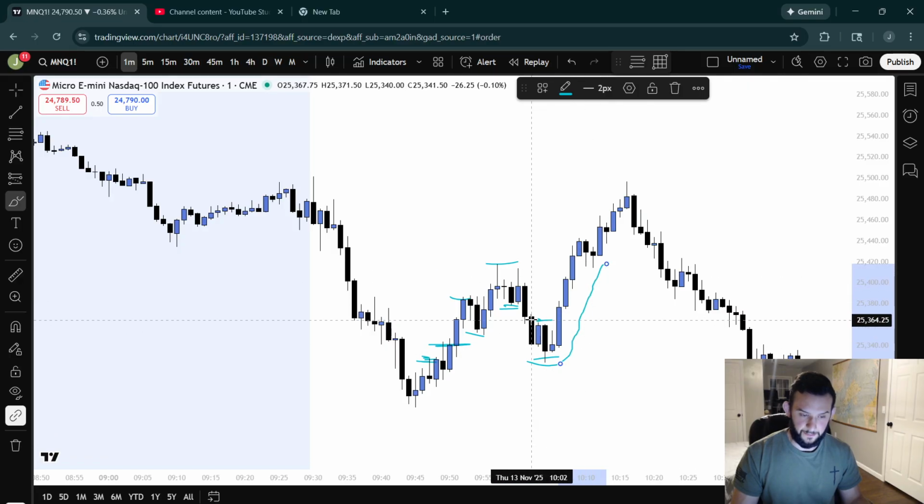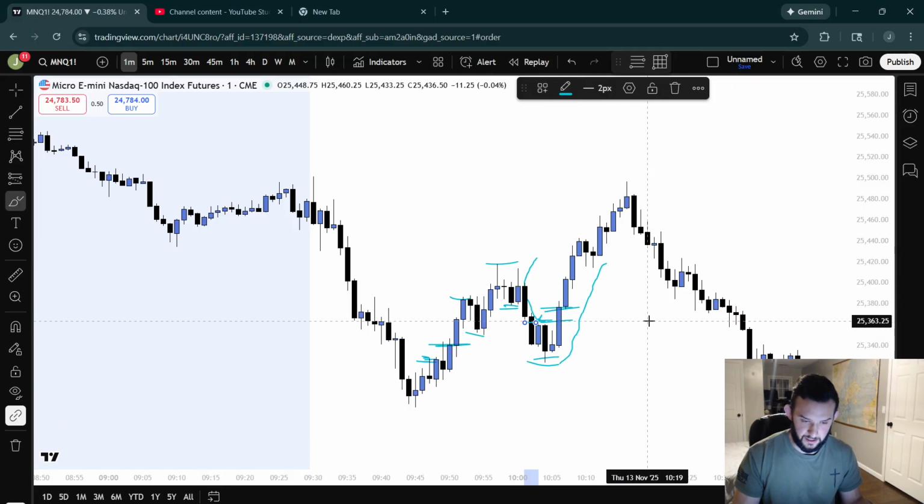And what happens here? Here's a high. This candle closes above this high, right? Boom, right here. So it closes right here. This high right here has been broken through, right? It has been pushed past and it closes.